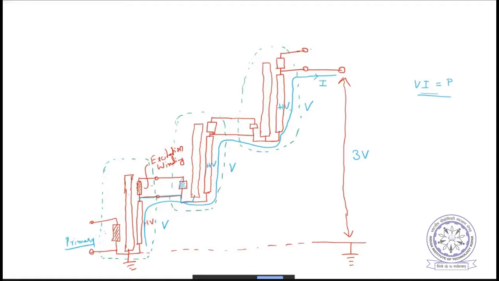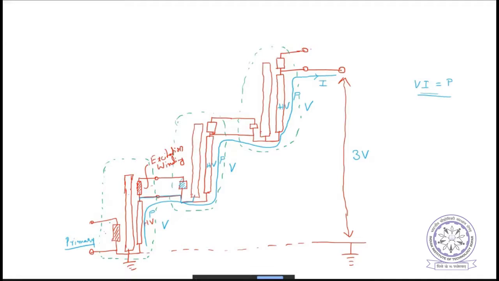Then the power of the last stage of high voltage winding is how much? Three VI. I think P, the same power. This is P. And the power of this second transformer high voltage winding will also be P. Yes, sir, P. And here also it is P.